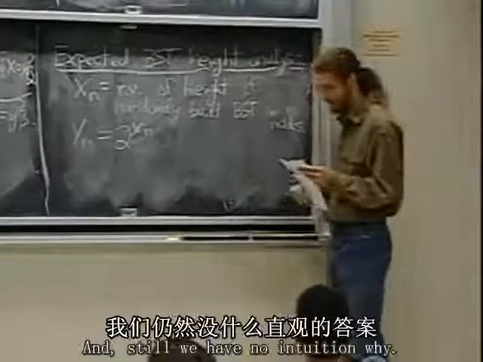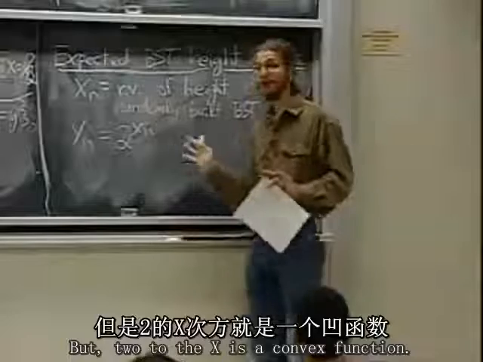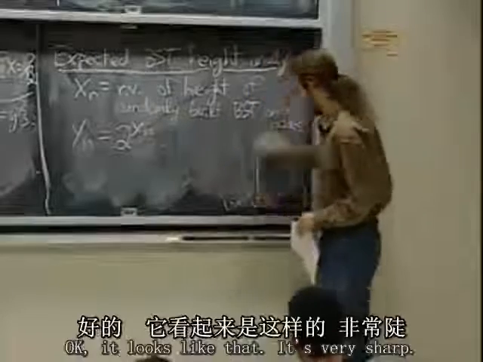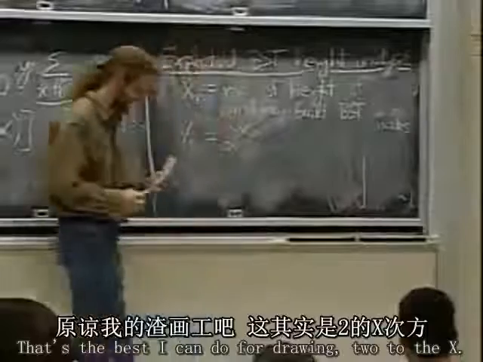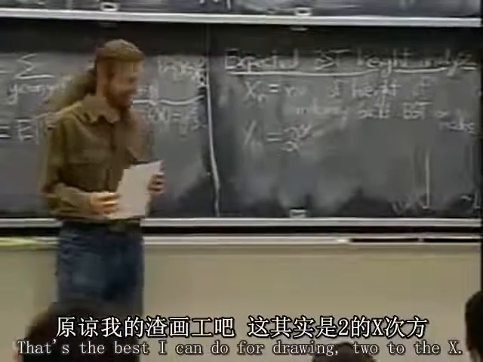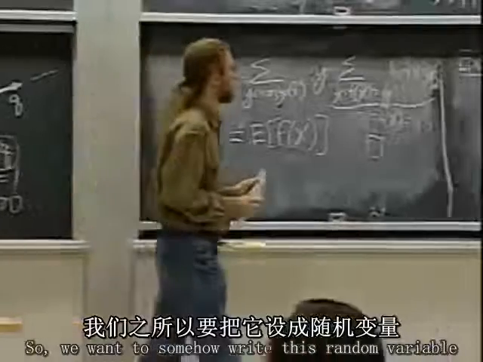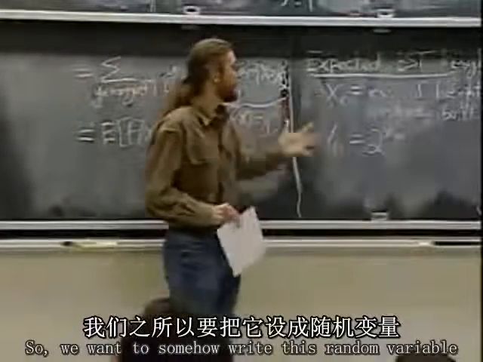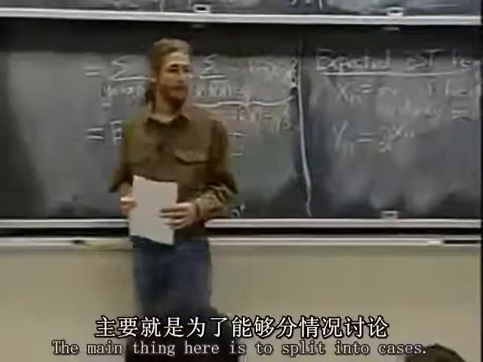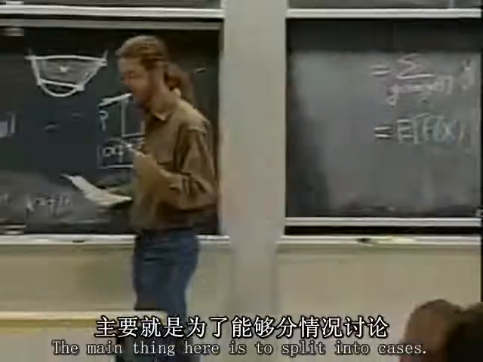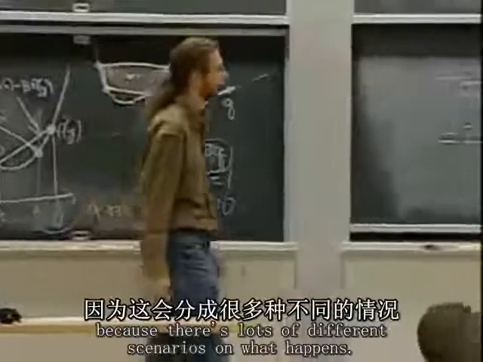And still we have no intuition why. But 2 to the x is a convex function. It looks like that. It's very sharp. That's the best I can do for drawing 2 to the x. You saw how I drew my histogram. So we want to somehow write this random variable as something in some algebra. And the main thing here is to split into cases. That's how we usually go, because there are lots of different scenarios of what happens.